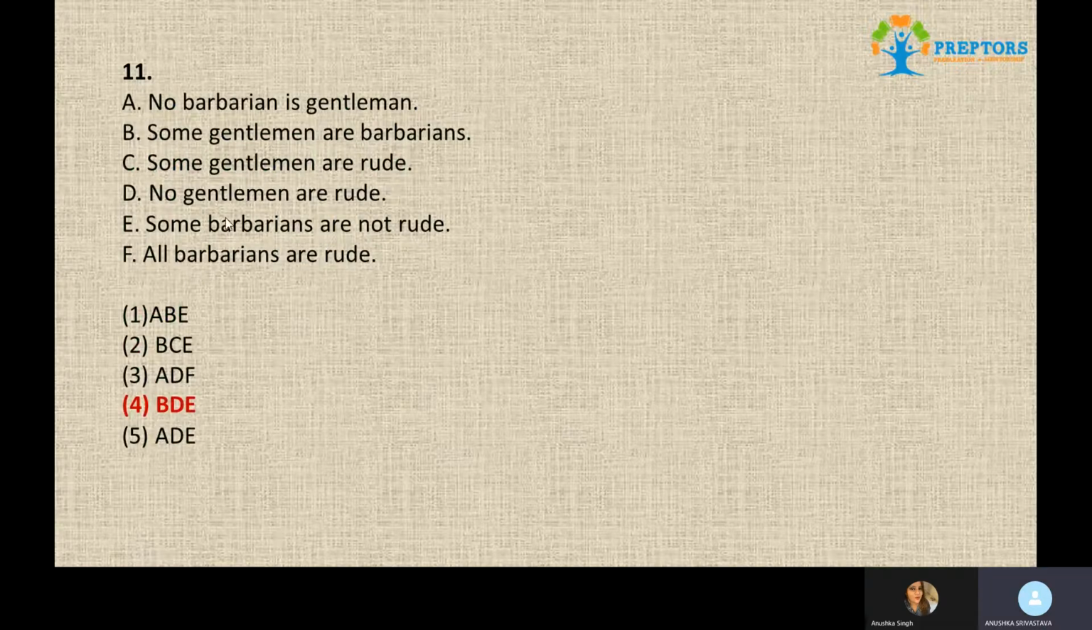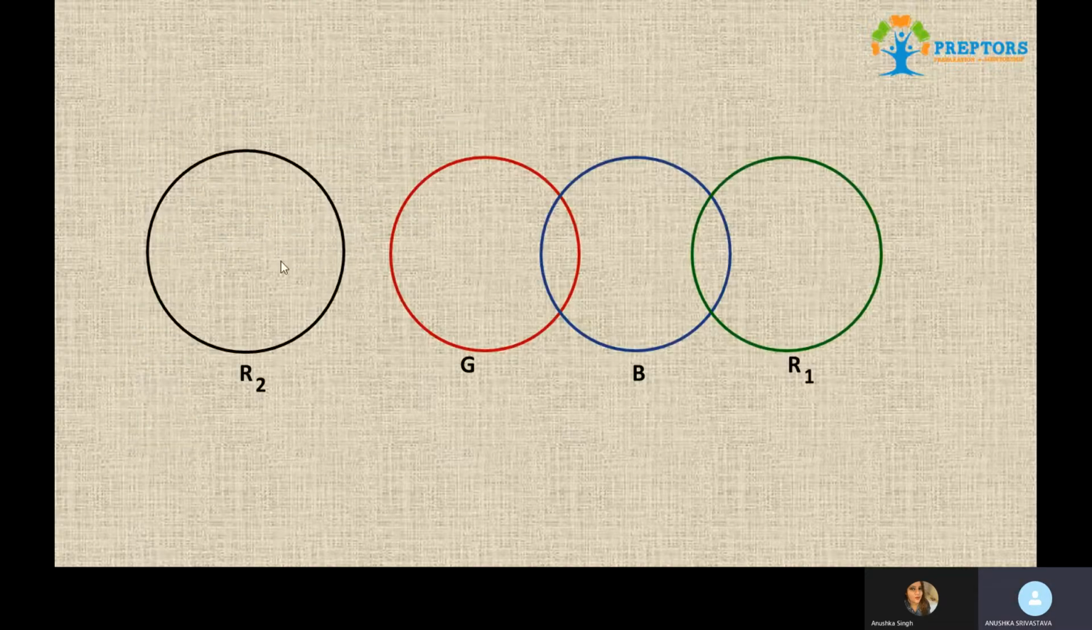11th, the answer is BDE. Some gentlemen are barbarians. No gentlemen are rude. And hence, some barbarians are not rude. This is how we will draw. Some gentlemen are barbarians. Some barbarians are rude. So this is rude 1. And there can be rude 2. No gentleman is rude. Sorry. So we pick one diagram here and one diagram here. Some barbarians are not rude. Correct here as well as here. No barbarian is rude, so some barbarians are not rude.